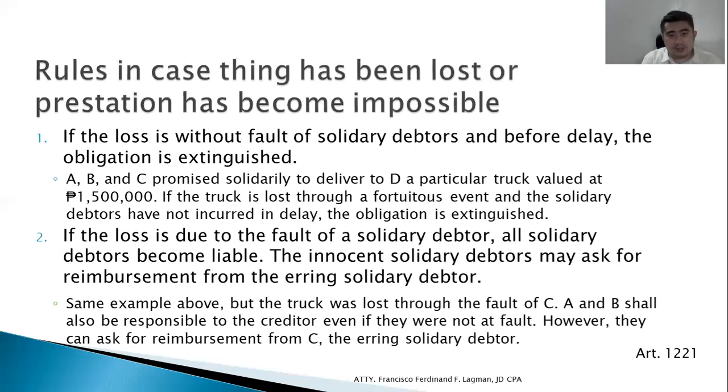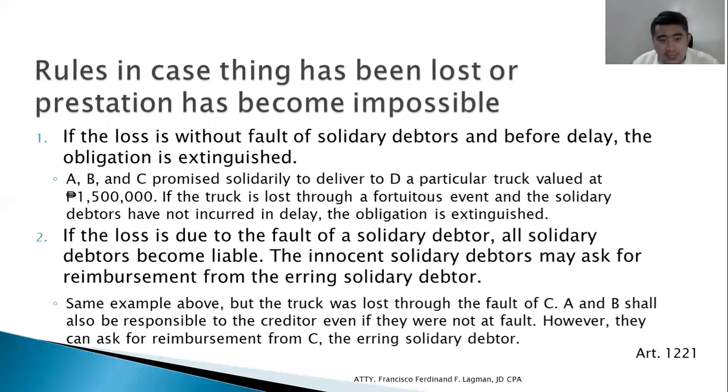Rules if the thing has been lost or prestation has become impossible, if the loss is without the fault of the solidary debtors and before delay. Again, class, remember the general rule. No demand, no delay, subject to certain exceptions. The obligation is extinguished. Okay?